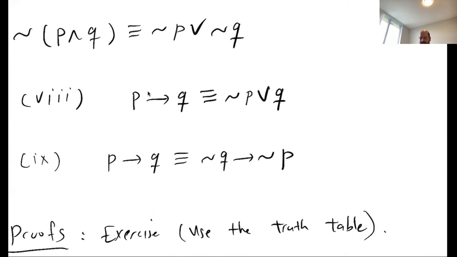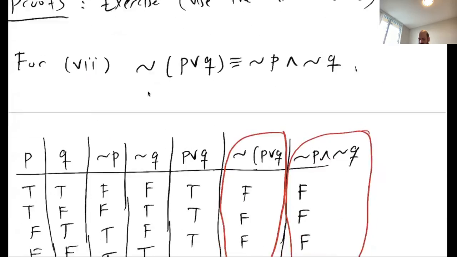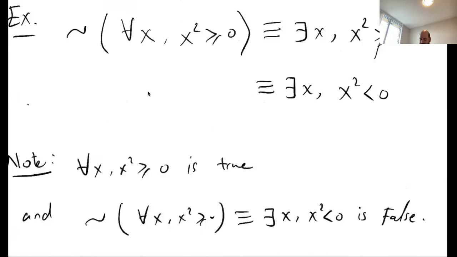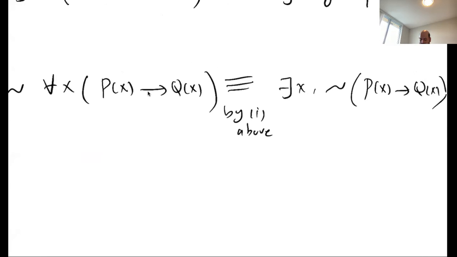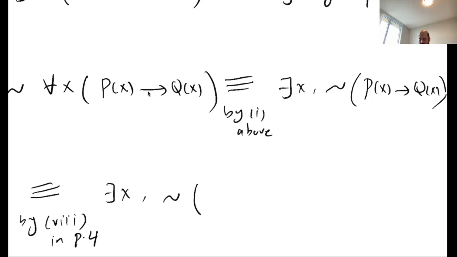Here, P implies Q is equivalent with negation P, disjunction Q. I want to use this identity. So it's identity 8 in my page 4. So I can say that this one, by 8 in page 4, is the same as there exists x with negation P of x or Q of x.